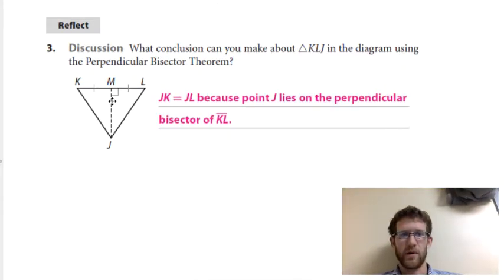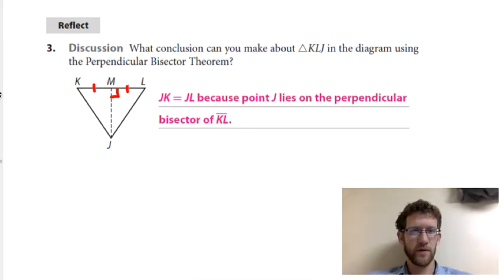Okay, we can determine that KJ is equal to LJ, right? Or JK is equal to JL because J is on the perpendicular bisector. We know it's on the perpendicular bisector because of this tick mark and this tick mark. These tell us that these two segments are equal, so therefore M is the midpoint. And we know MJ is a bisector, and we know it's a perpendicular bisector because there's a 90-degree angle there. So we know it's perpendicular. Okay.